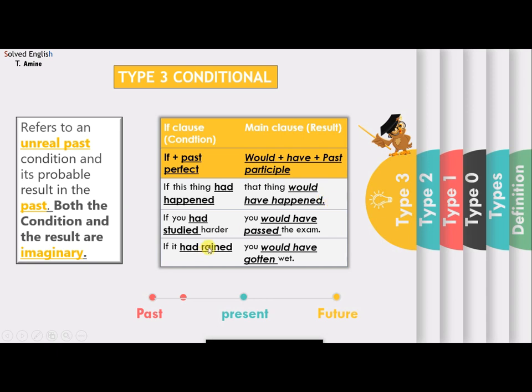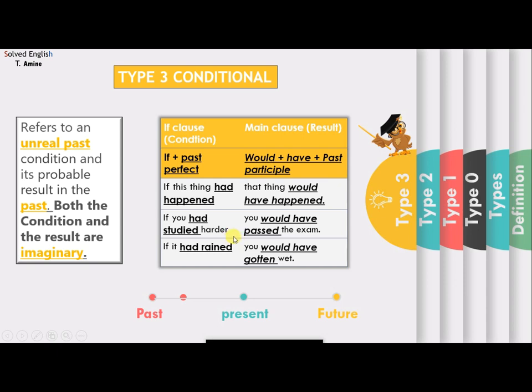If you had studied harder, you would have passed the exam. If it had rained, you would have gotten wet. Now, basically, what we do in conditional type 3 is that we imagine that the past situation was different and therefore it led to a different result. So as you can see here in the first example, we have if you had studied harder. What does it mean? It means that in reality, you didn't study harder or you hadn't studied harder.